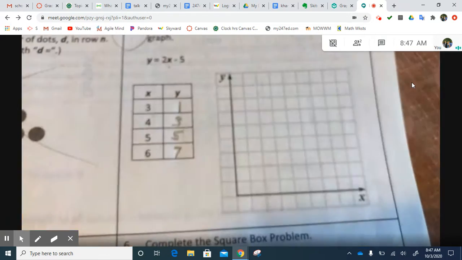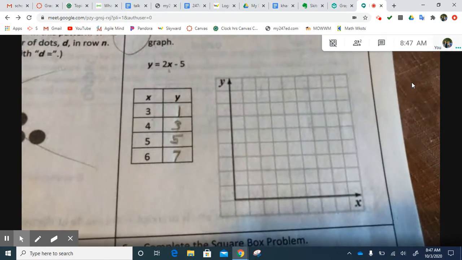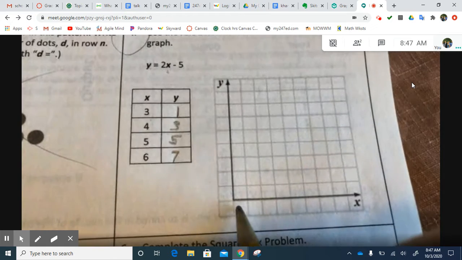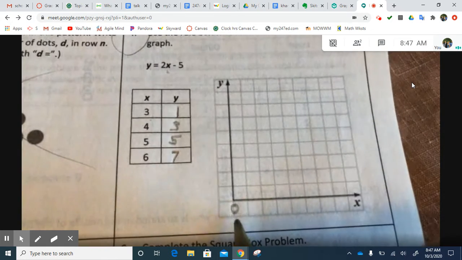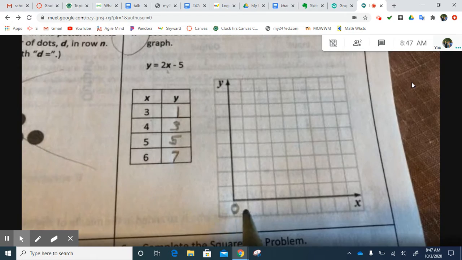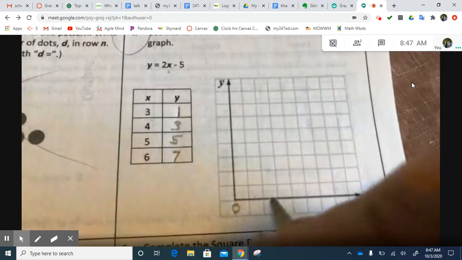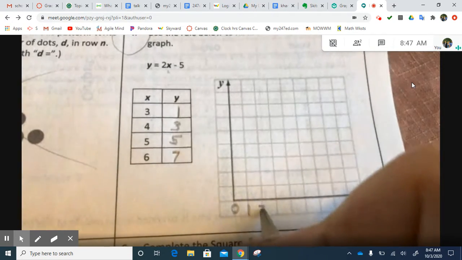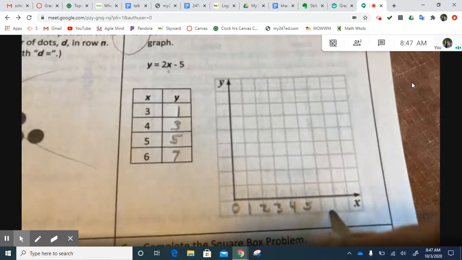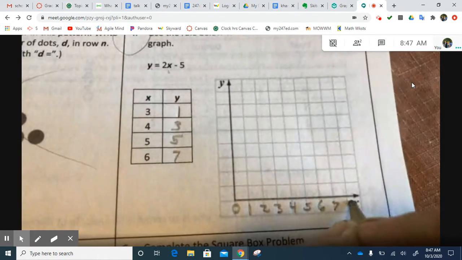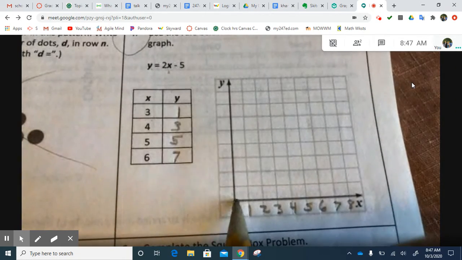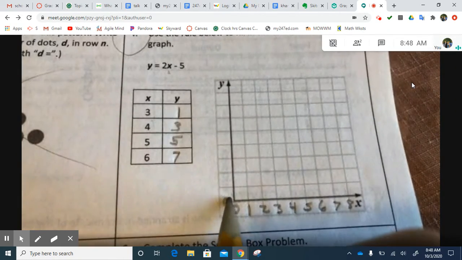Okay, so for graphing, remember, right here in the corner, this is 0. Make sure you put your 0 right on that line, right on this line right here. Can't be sitting in between. Then go ahead and number your graph on the lines. Same thing with the y. We're starting at 0 right here. Put a 0 on that line.